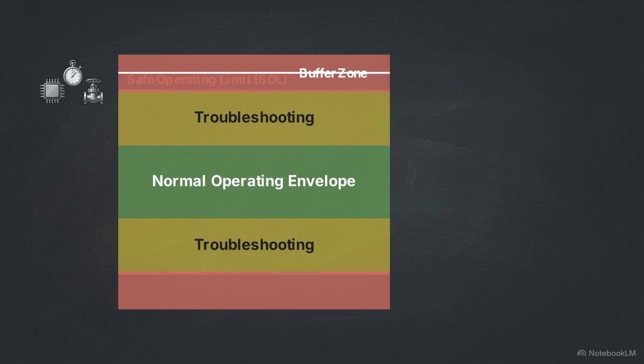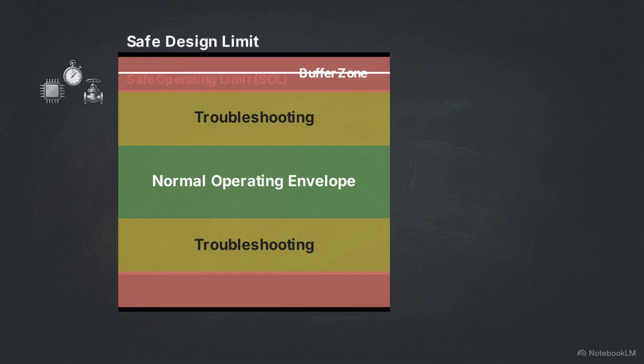The final boundary is the safe design limit. This represents the absolute engineering capacity of the physical equipment. These limits are dictated by engineering codes and technical standards. They define the maximum or minimum values, such as a relief valve set point, that the hardware is designed to handle. Exceeding a safe design limit requires a formal investigation and a professional engineering assessment to confirm the integrity of the equipment before it can return to service.